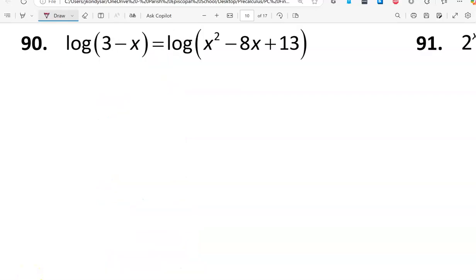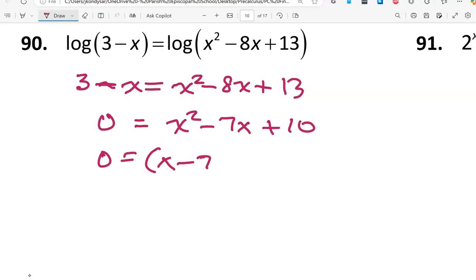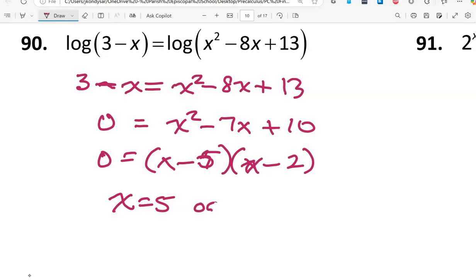In 90, we have two logs that are equal to each other with the same base, so we can undo the logs on both sides. 3 minus x is equal to x squared minus 8x plus 13. And if we add x and subtract 3, we get 0 is equal to x squared minus 7x plus 10. That's going to factor into x minus 5 times x minus 2. So x is either equal to 5 or x is equal to 2.